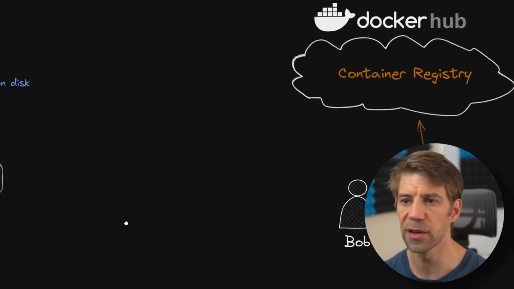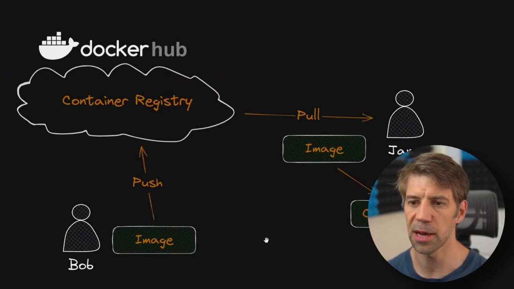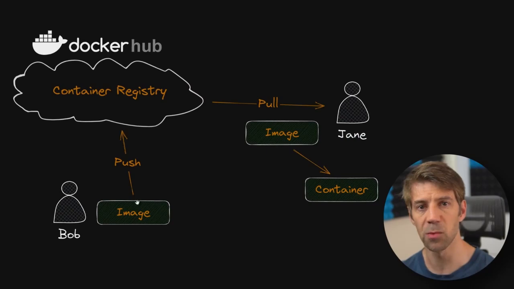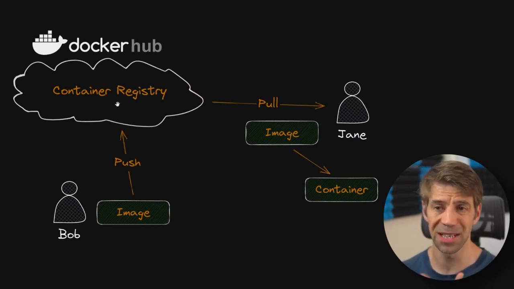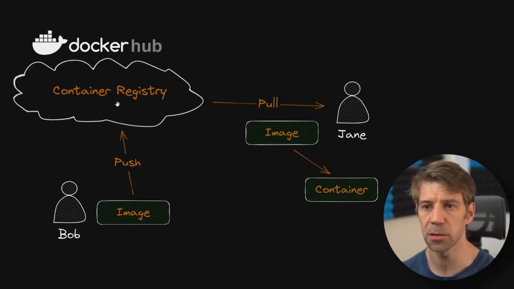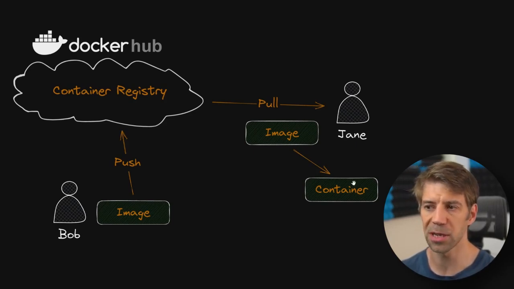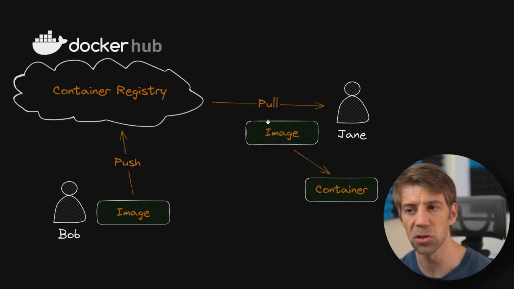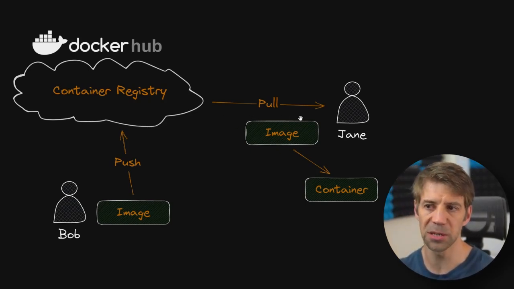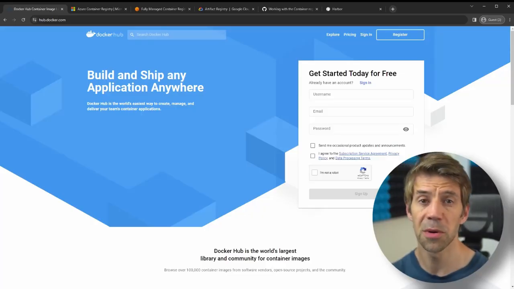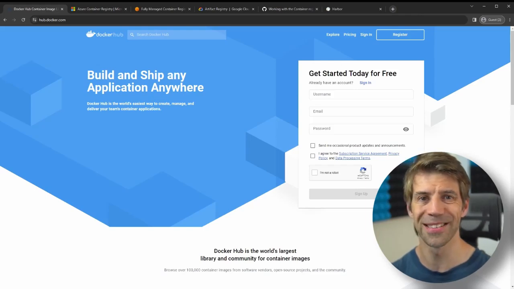So moving over to a different diagram here, just to explain this. Imagine I'm Bob. I've built an image of my web app. I push that image to a container registry, which we're going to talk about in the next section. The default one is Docker Hub, which we'll talk about, but it's not the only container registry. Then at some point in the future, Jane pulls down that image and creates a container from it. The Docker tooling does this for you, but basically the tooling is pulling this image down and creating a container from it.